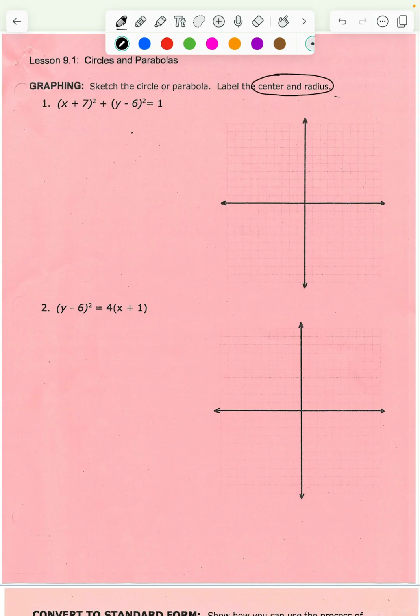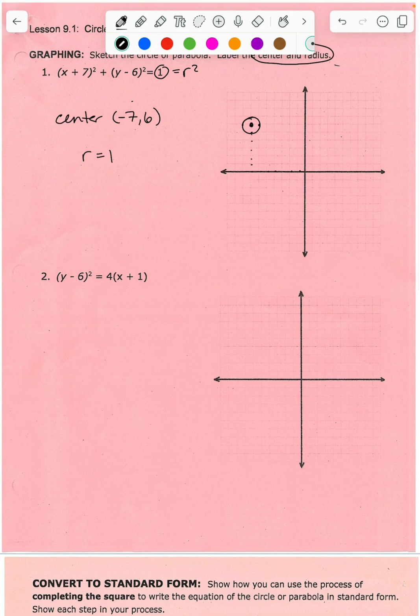This first one here is a circle. You have something x squared plus y squared equals a number. There's no fractions. The center is at -7, 6. Now, this here is the radius squared. So the radius is 1.